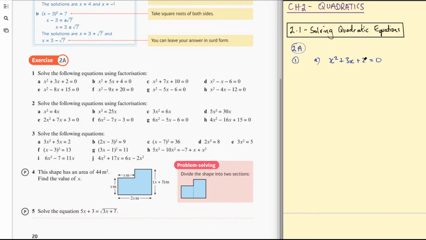Factorizing, so look for the factors of 2 that add to 3. Well, the only factors of 2 are 2 and 1, and luckily they add to 3. So what we do is we draw our brackets in.